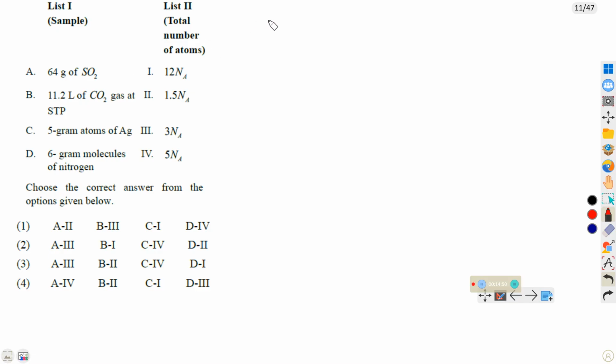Match the following. Given 64 grams of SO2. 1 mole of SO2 weighs 64 grams only. 64 grams of SO2 means 1 mole. 1 mole contains Avogadro number of molecules. SO2 contains 3 atoms, 1 sulfur and 2 oxygens, so 3 into Avogadro number of atoms. Based on this, A3.